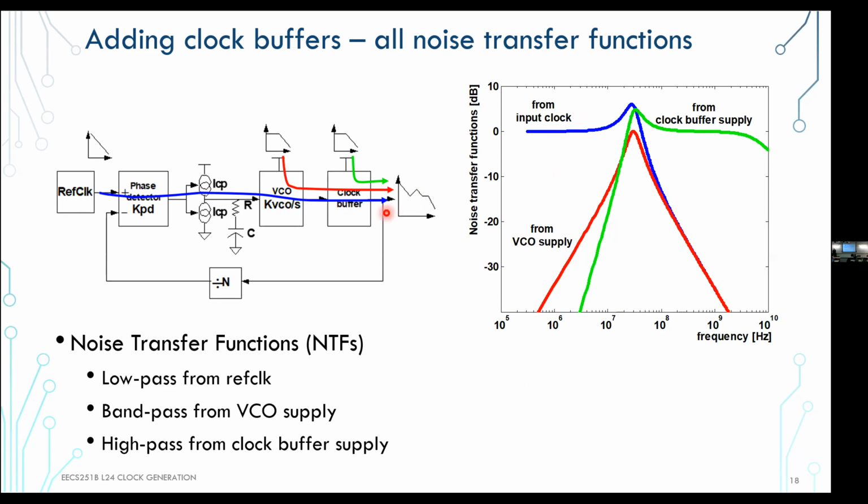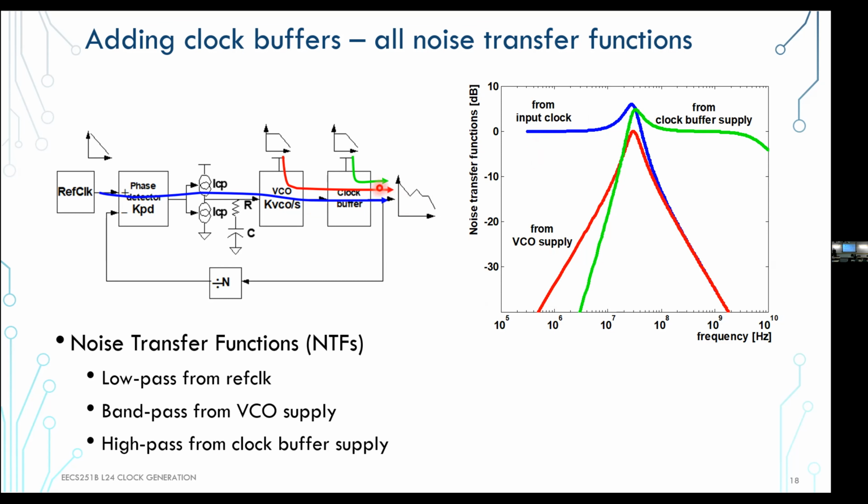Now, if I look at the VCO here, in the previous case we were looking at the phase noise at the output of the VCO. How does it propagate to the output of the system? And that was a high pass. It was a high pass simply because the loop was rejecting the low frequencies here.